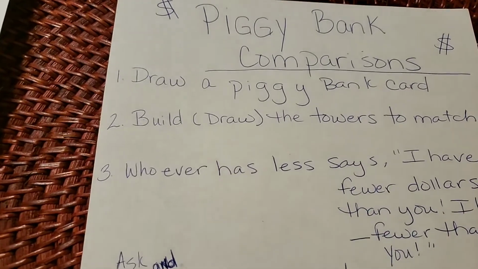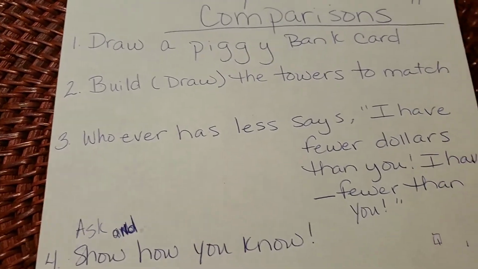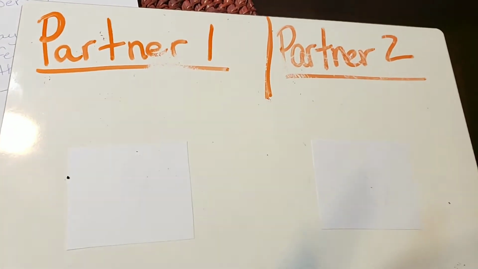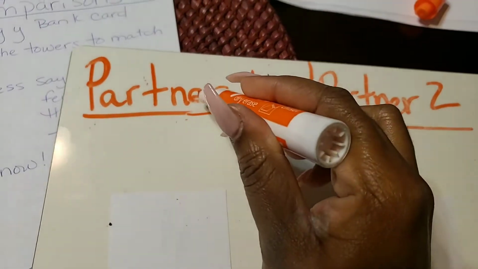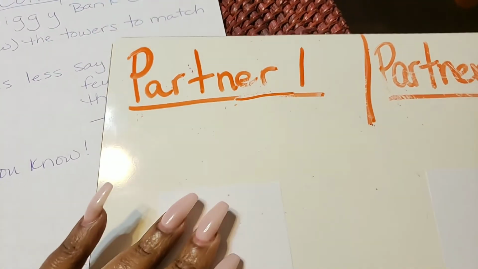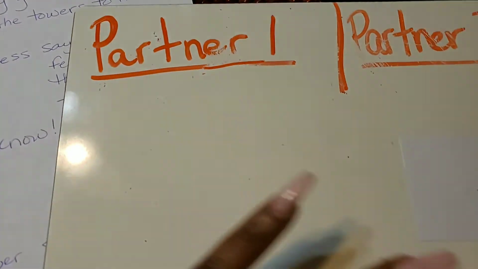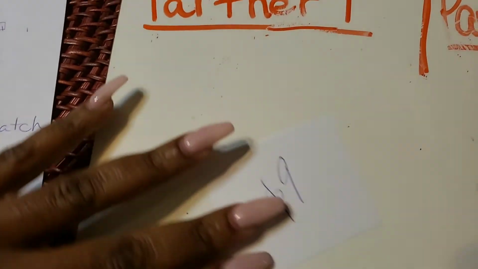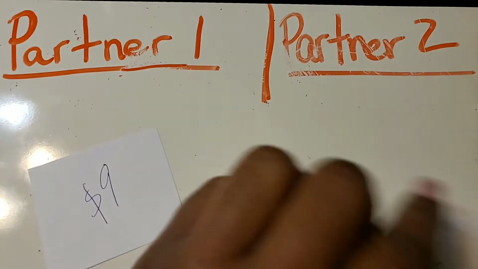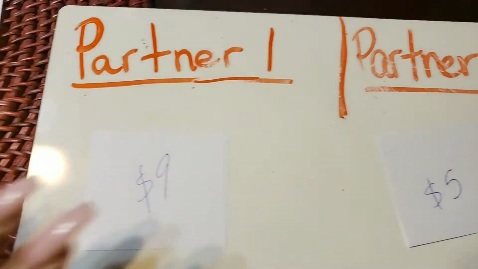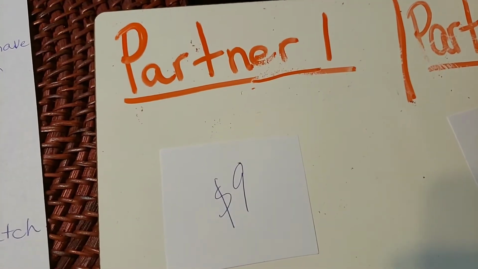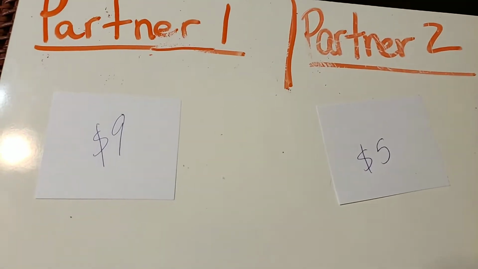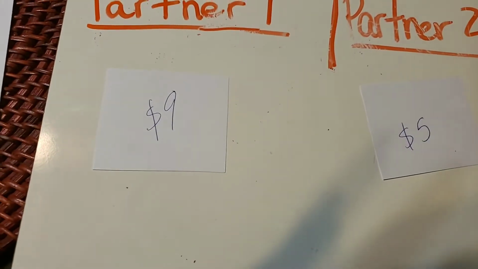Rule number 1: each partner draws a piggy bank card. Here's my game board. Each partner draws a piggy bank game card with a dollar amount on it. So here's my partner number 1 card, and here's my partner number 2 card. Okay? So rule number 2 is each partner builds 2 towers.